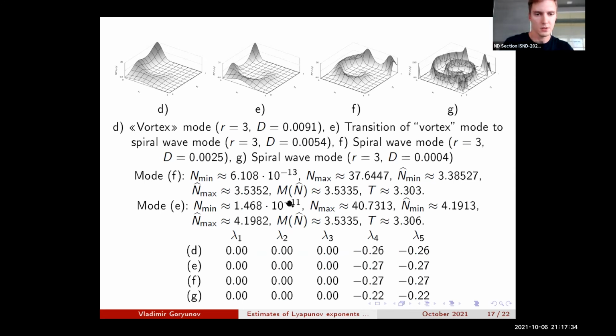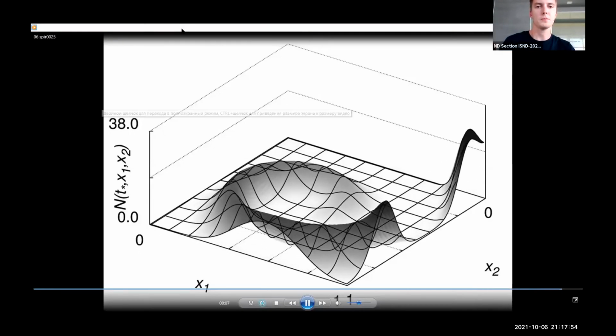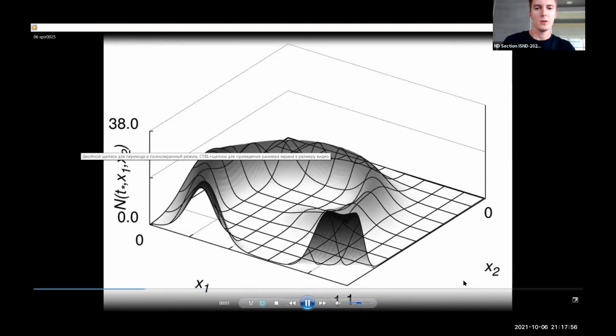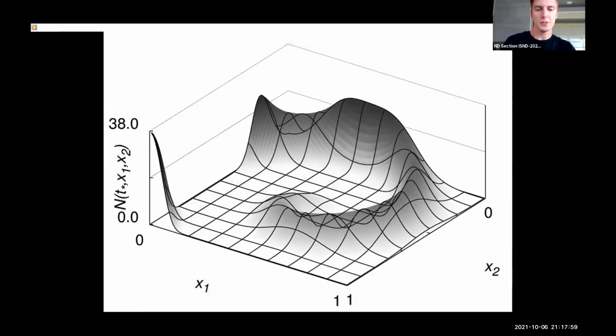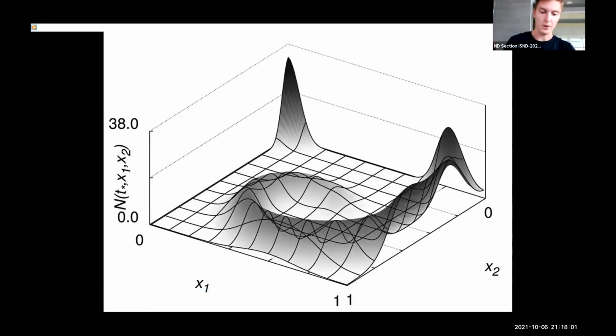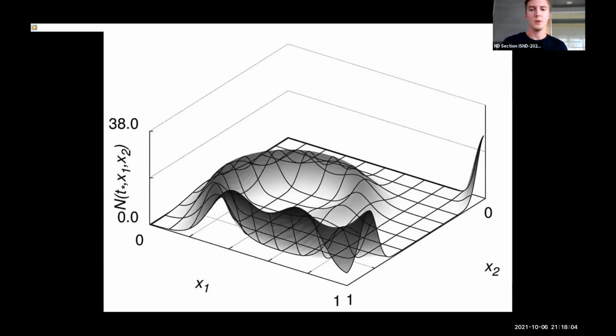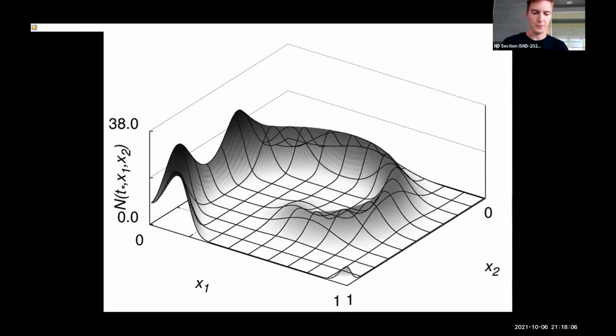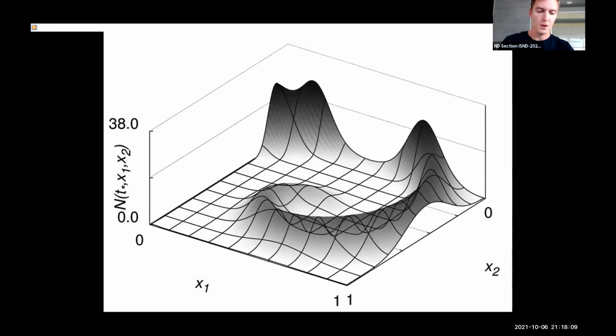One second, please. Sorry. So there is this mode, spiral wave. And I have calculated the first 5 Lyapunov exponents for this mode also. Okay.